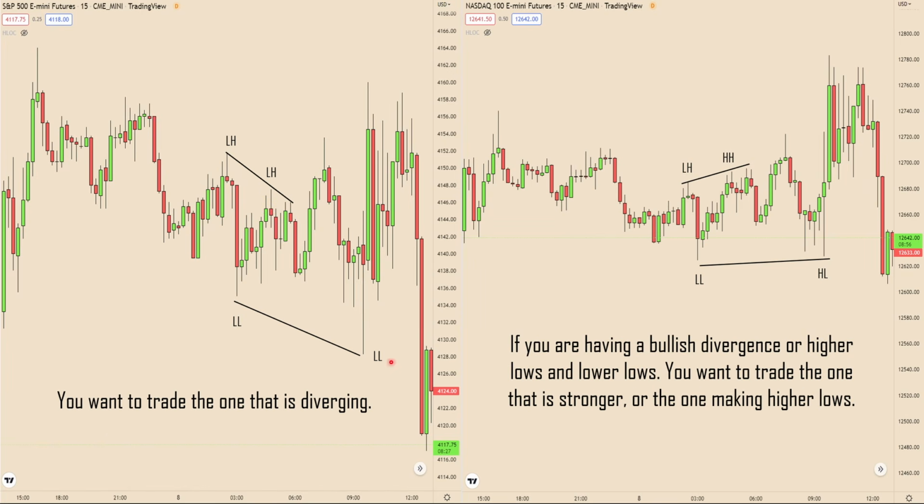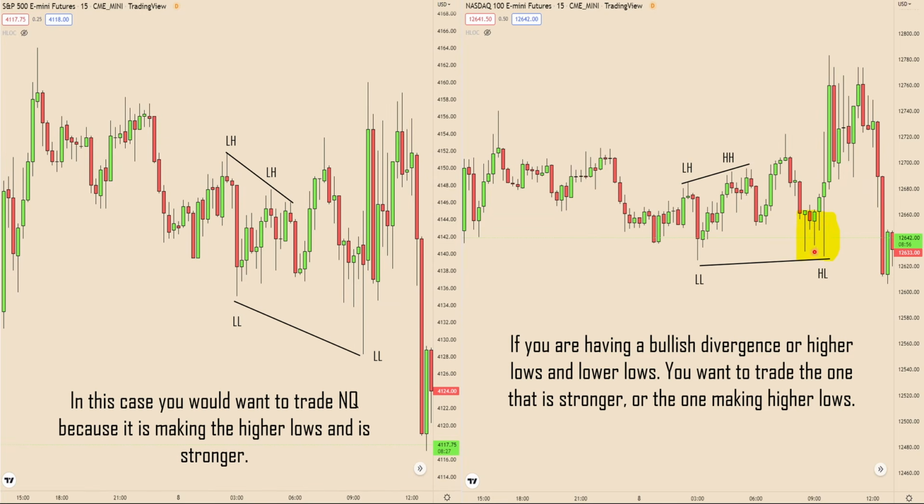Now, if you have a bullish divergence, shown here, making lower lows and higher lows, you want to take the one that is stronger. In this case, the NASDAQ, since it was making a higher low, while the S&P was making a lower low.